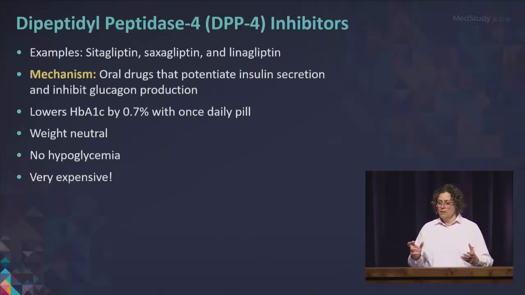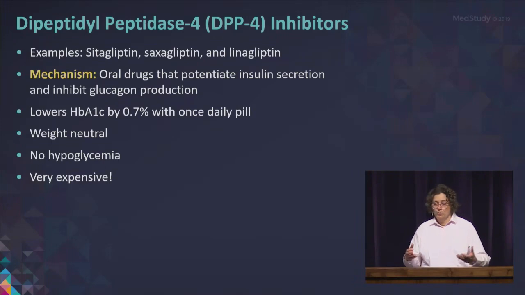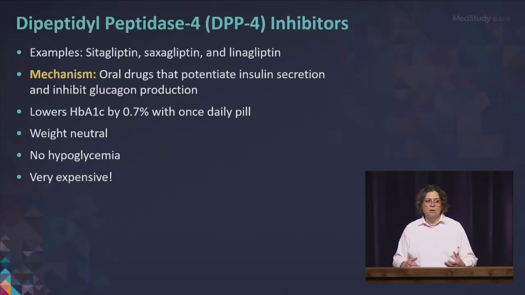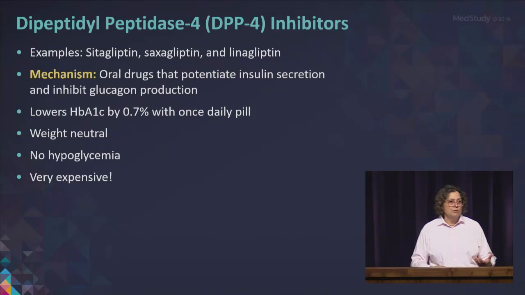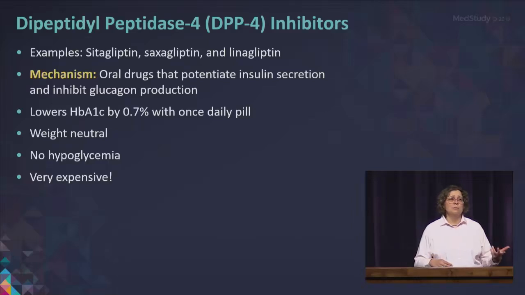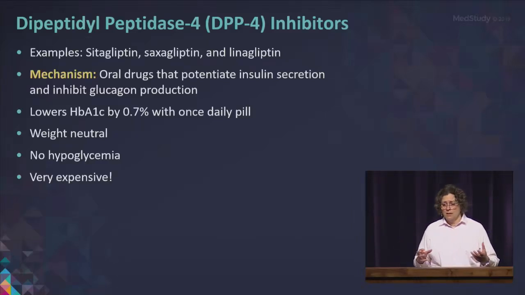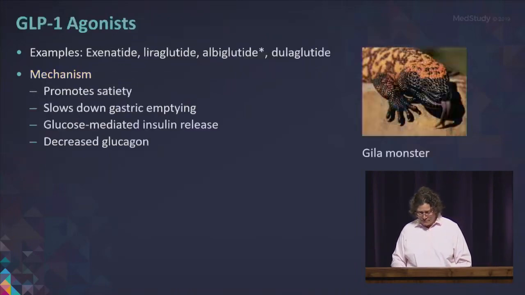They lower A1C by about 0.7. It's a pill a day. It's easy. Weight neutral, which is a win in diabetes. No hypoglycemia, which is a win. But again, very expensive. So there are some situations that we do like to use them as add-on, but we also like to say, look, they're not super effective. You're coming in with an A1C of 10, not my go-to. Okay, because again, the data says about 0.7.